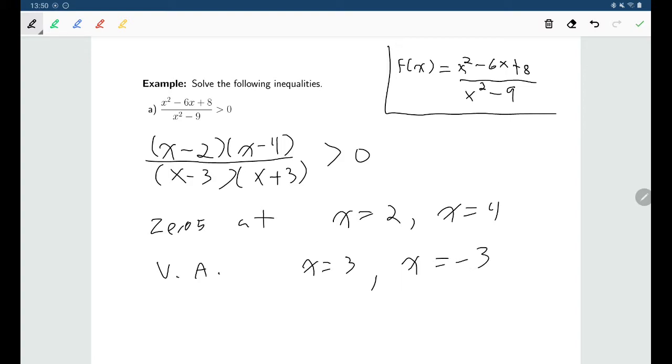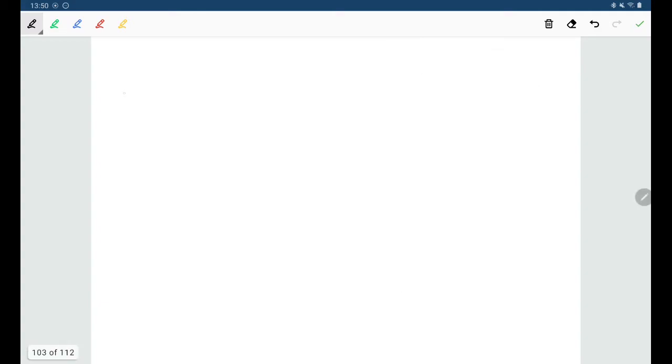So that means we've got 4 important x values: 3, -3, 2, and 4. What we'll do now is take those 4 values and draw them on a number line. So the next thing I'll do is draw myself a number line.